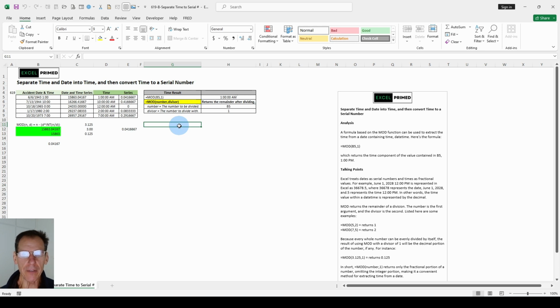If you like creativity, then let me introduce you to MOD. The MOD function, quite the genius, this function. We're going to separate time and date into time and then convert time to a serial number using MOD.